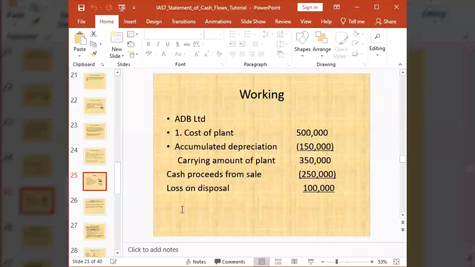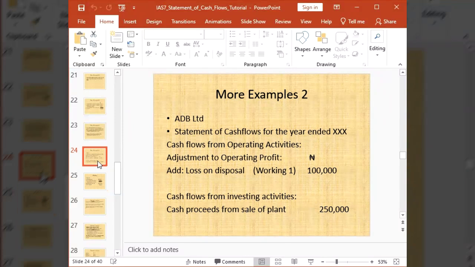Then the cash proceeds from sale of the plant is 250,000 naira. And if you look at it very closely, you see that the cash proceeds from sale of this plant is less than the carrying amount of the plant. What that means is that, assuming we are the reporting entity, that is, we are ADB Limited, we have recorded a carrying amount of 350,000 naira of plant, and when we sold it, we recovered less than the carrying amount. That means we sold at a loss. Therefore, we have to recognize the loss on disposal as a non-cash item in the statement of cash flows.